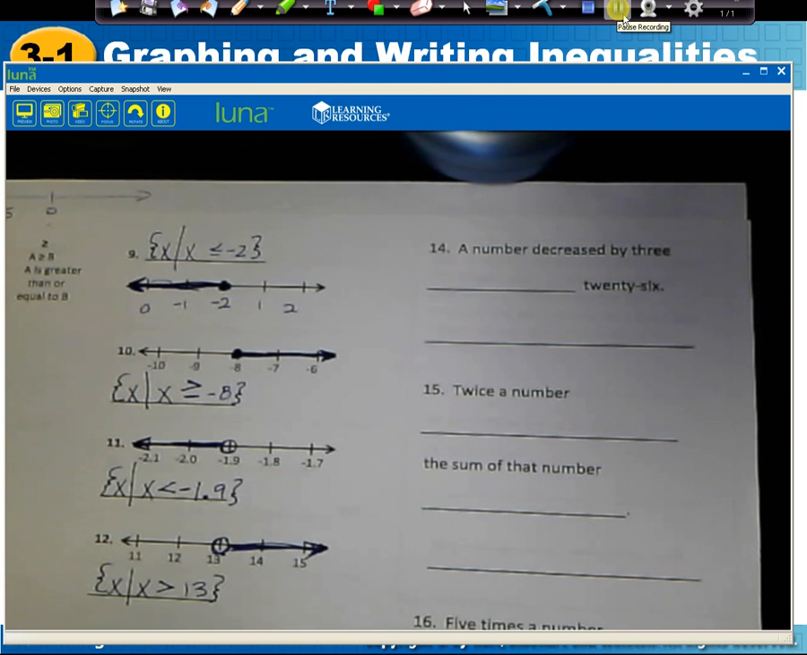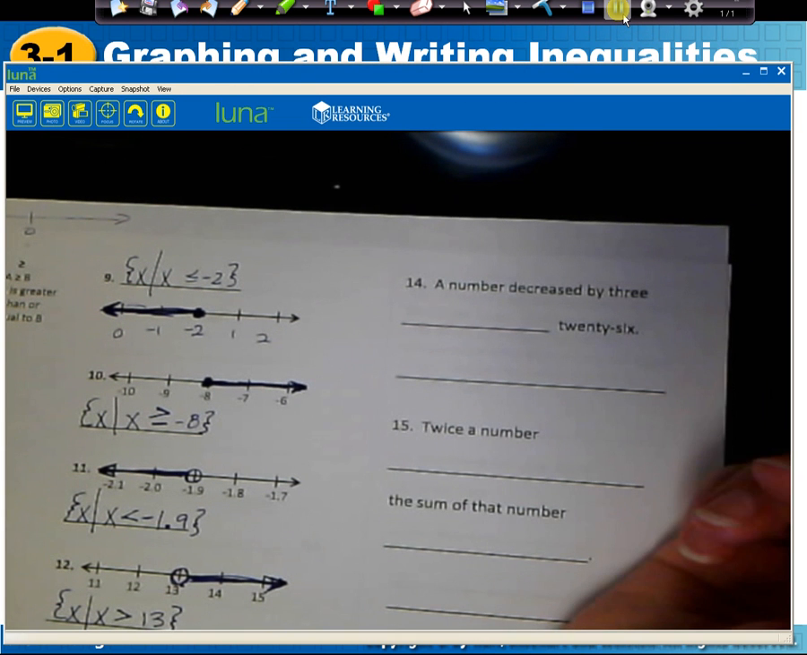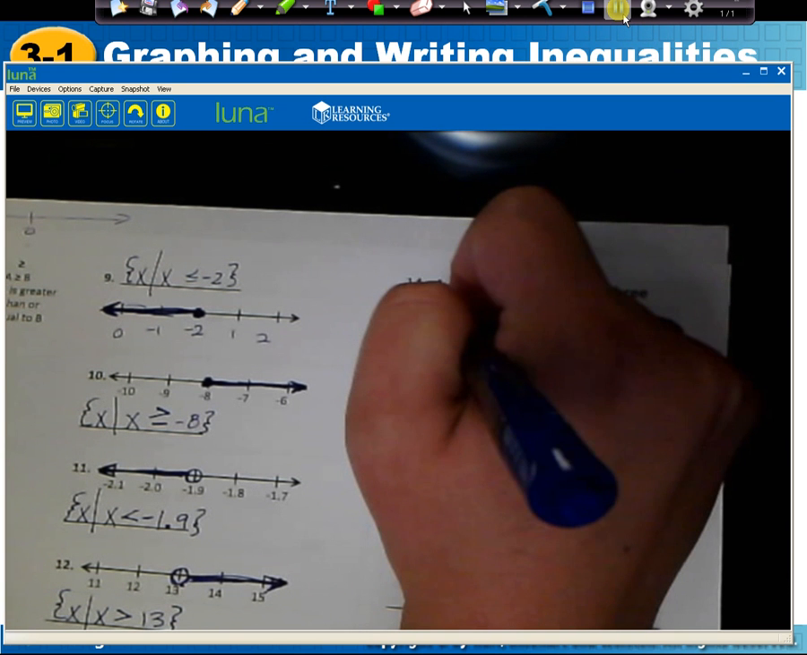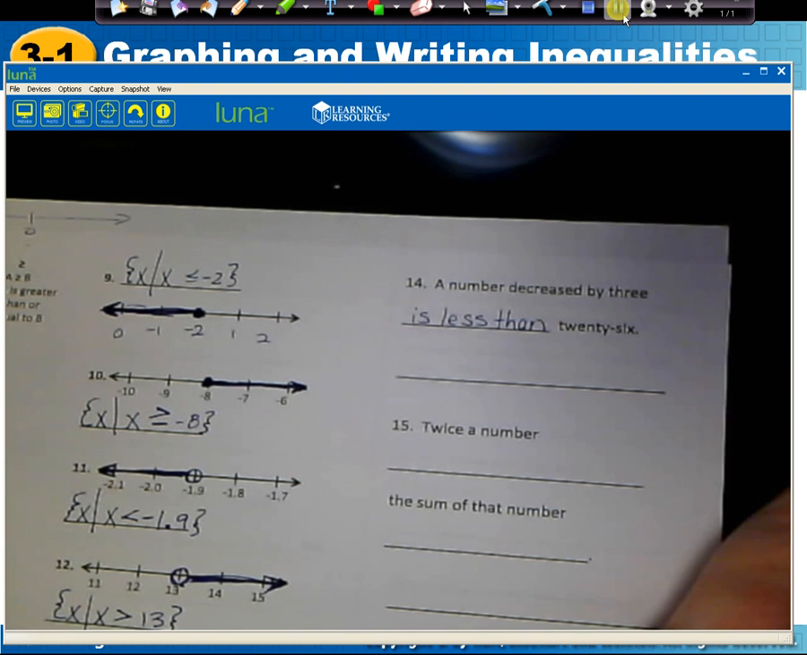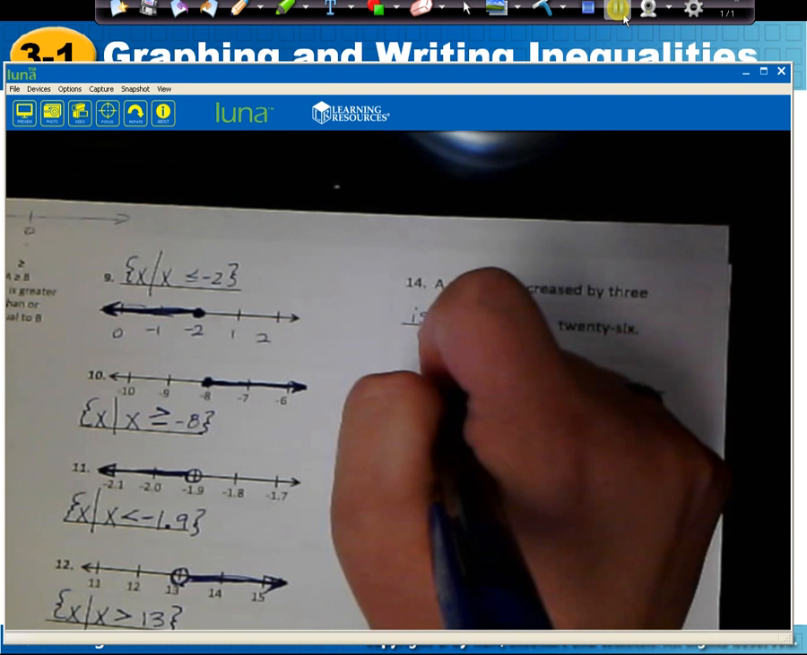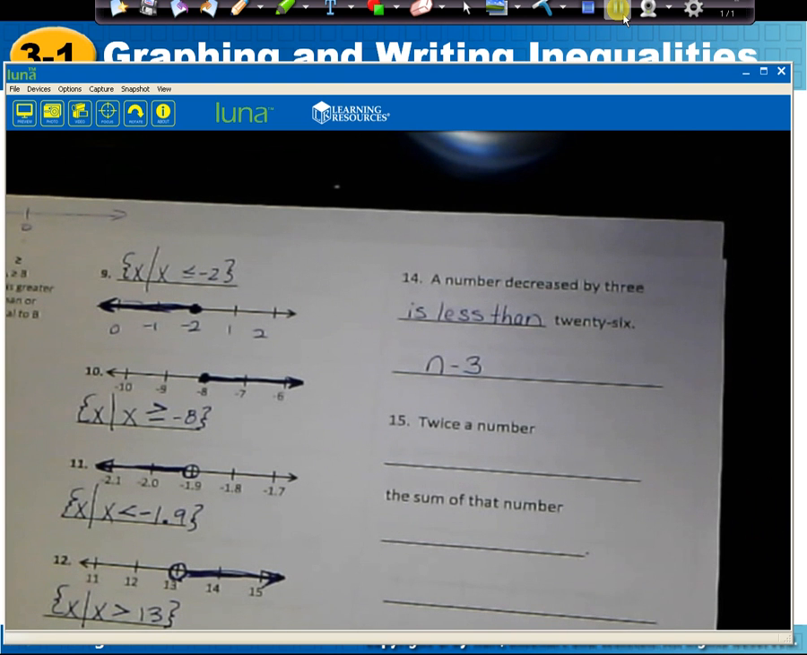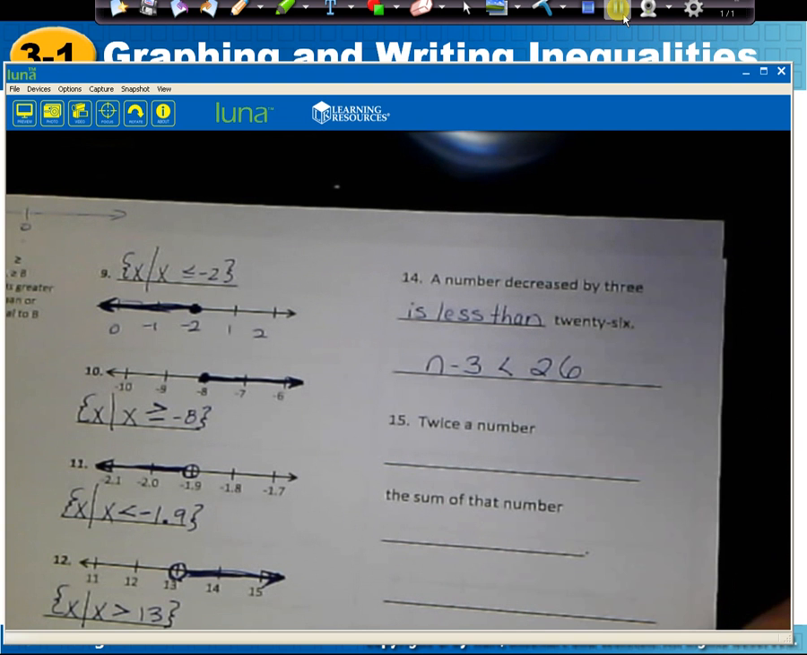All right, let's look at number 14. You're going to fill in the words as we go. It says a number decreased by 3 is less than 26. So let's look at how this is going to be written. A number decreased by 3 means n minus 3 is less than. Is a less than symbol, and it's less than 26. Make sure you have that down for number 14.